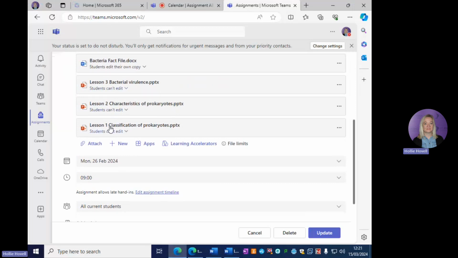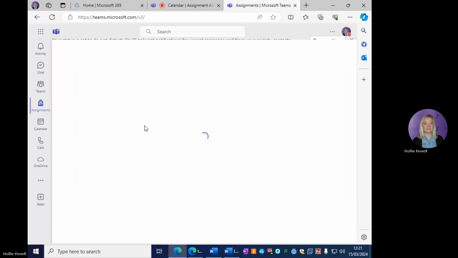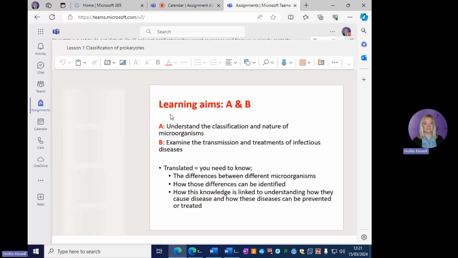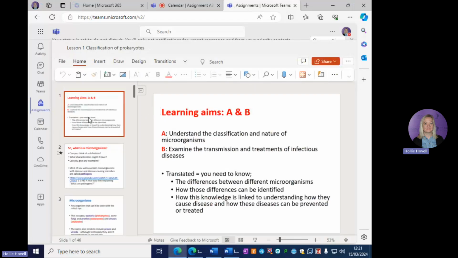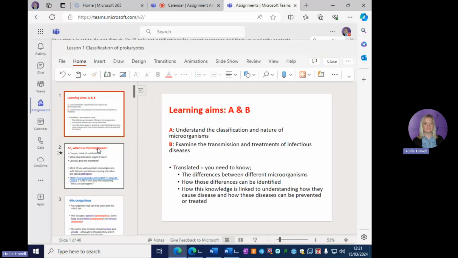So first of all, if we look at classification of prokaryotes, and you open up that PowerPoint just there, you'll find a lot of the information you need for your write-up in here. Now, you might find that you've already written some of this up in your fact file, in which case, copy and paste the sections across.